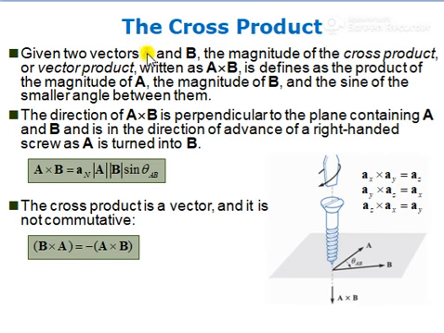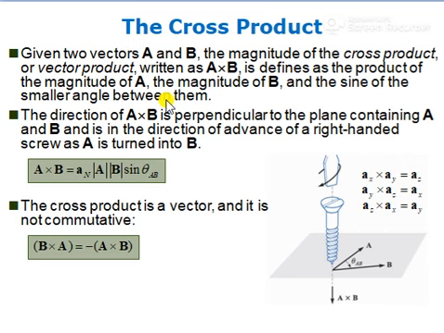For that, consider two vectors a and b. The magnitude of the cross product, or vector product, written as a cross b, is defined as the product of the magnitude of a, the magnitude of b, and the sine of the smaller angle between them. So this is the cross product definition.